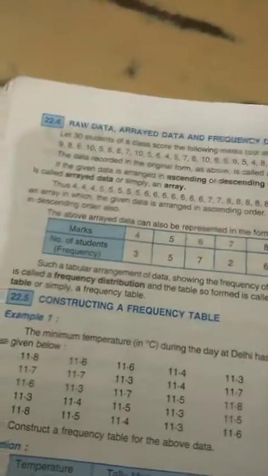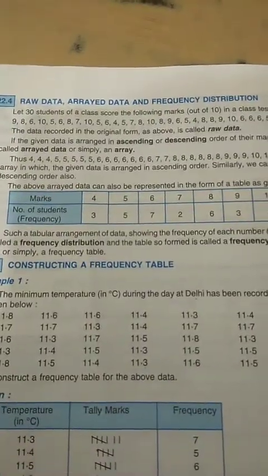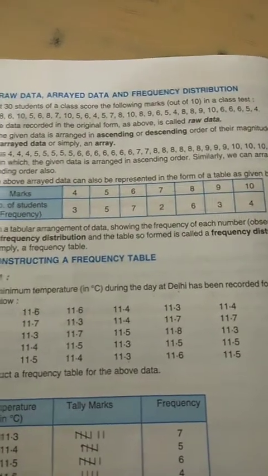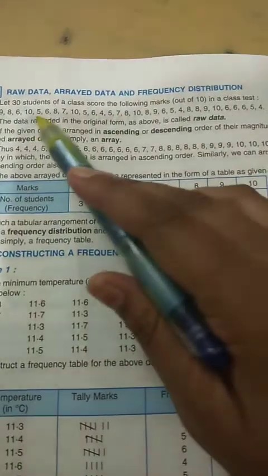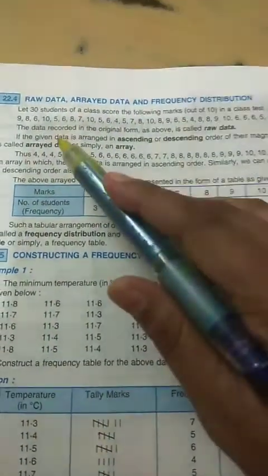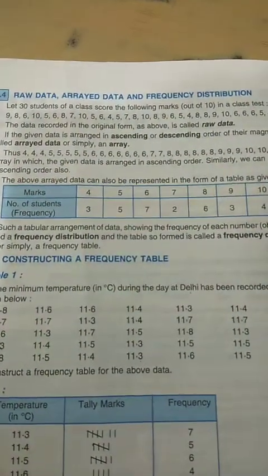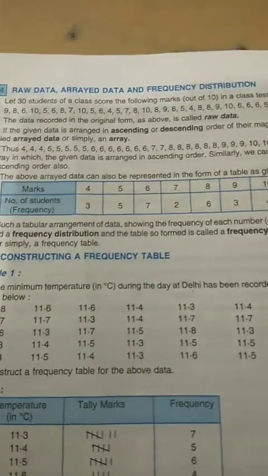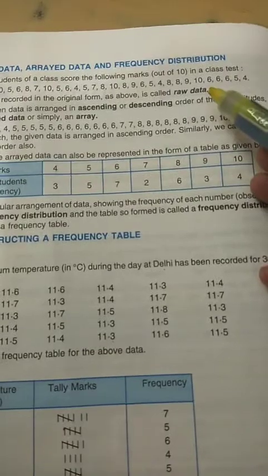An example is given in your book, you can see that 30 students of a class scored the following marks out of 10 in a class test. So there are 30 students who have scored marks. Now you can see these marks are neither in ascending order nor in descending order. It is written in a jumbled way. So this form of data is called raw data.